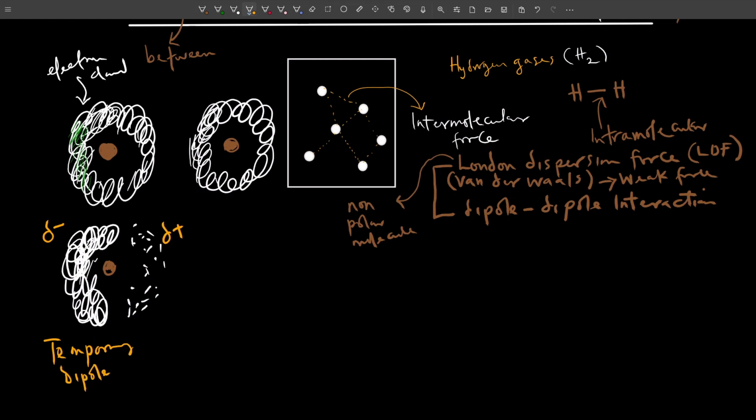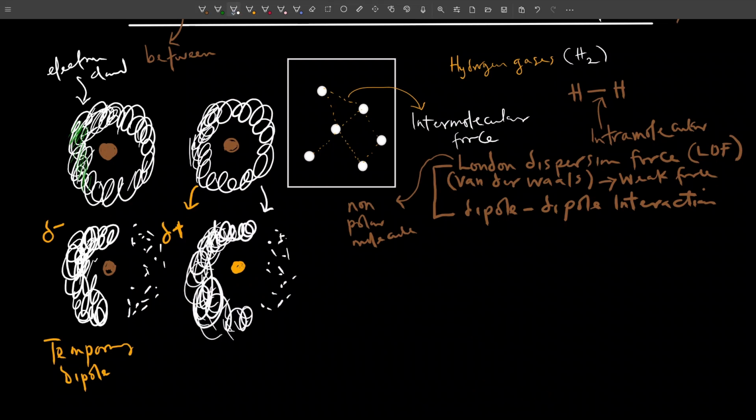Now, if this molecule comes close to another molecule that was formerly looking something like this, don't forget that positive and negative charges attract, right? So this partially positive charge will attract the electrons here, making them clustered on one side. Let me draw a diagram just to show you what I'm trying to talk about.